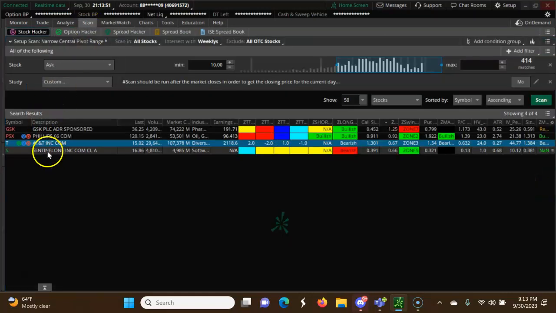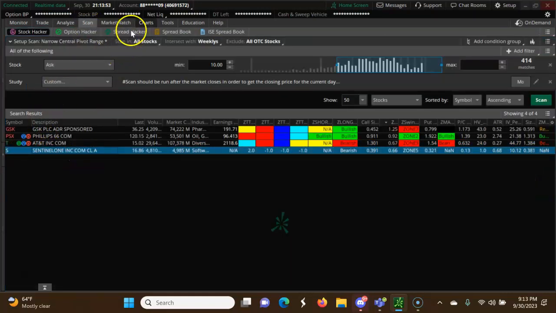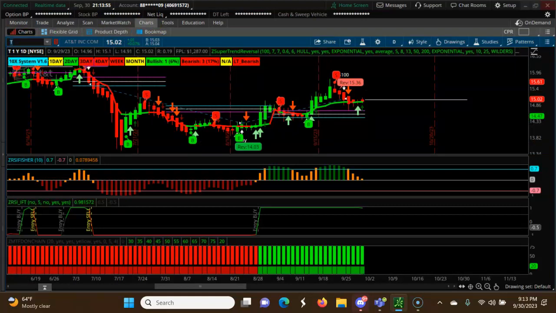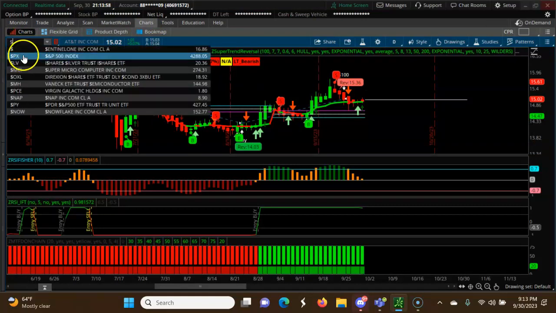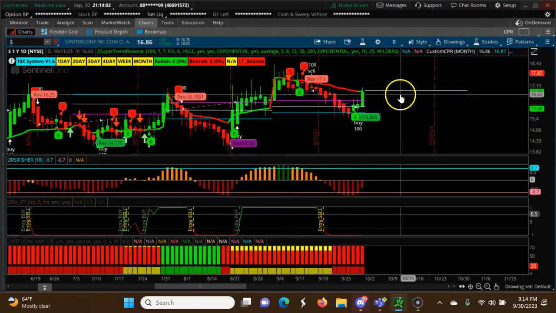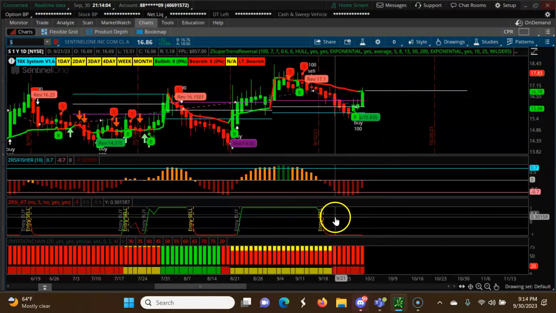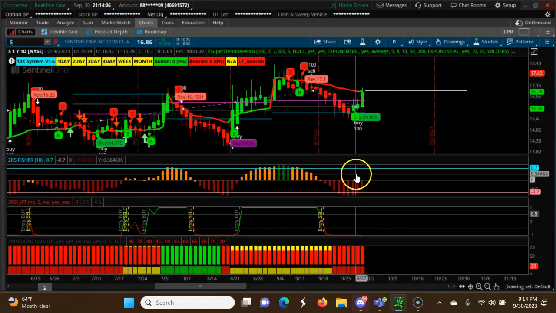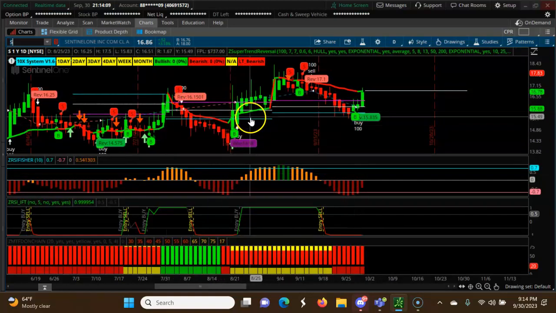Okay, scan. CPR up, it's a bullish side. So, but here sell signal, sell signal, sell signal. Be careful.